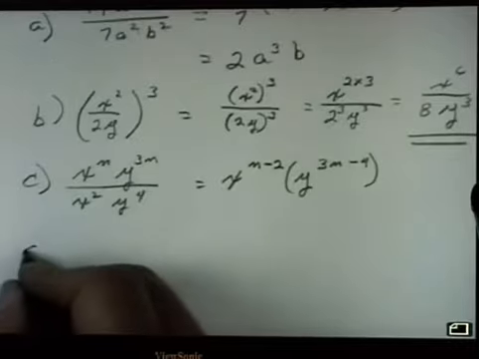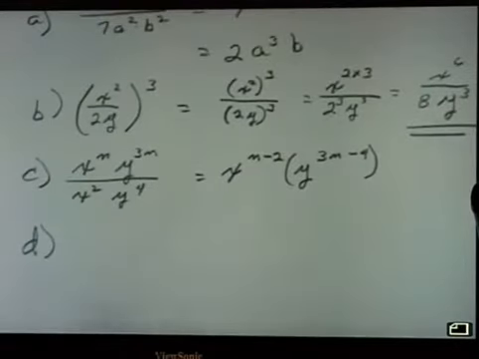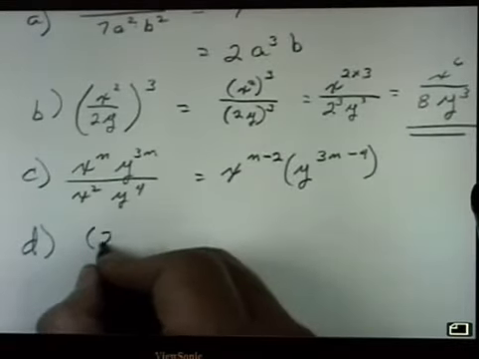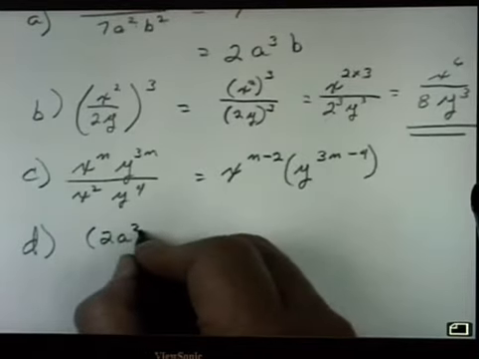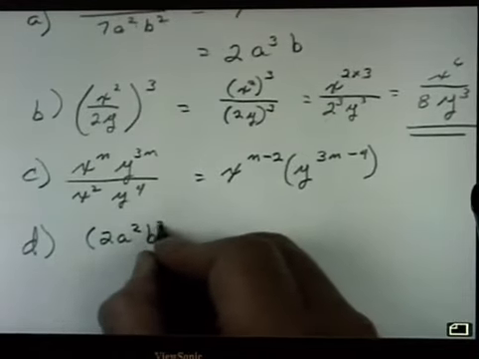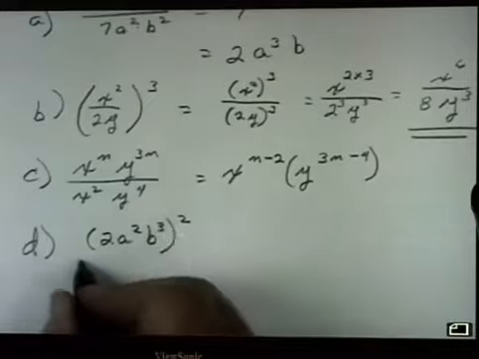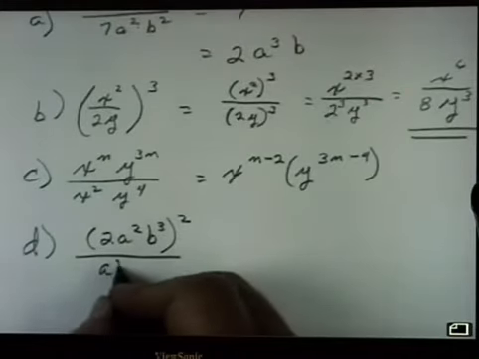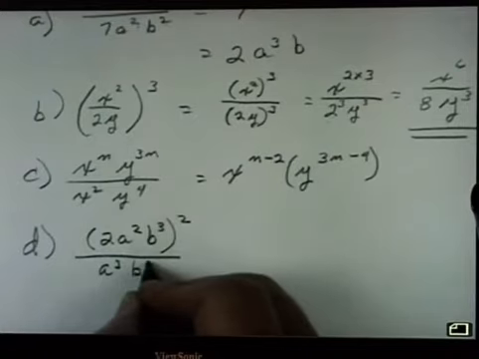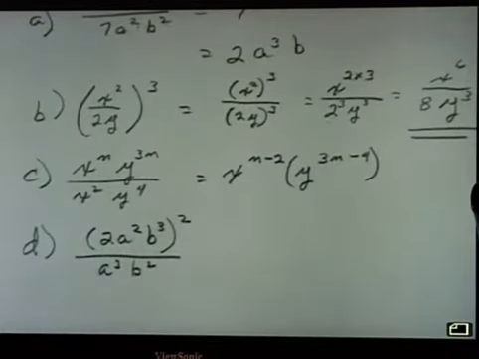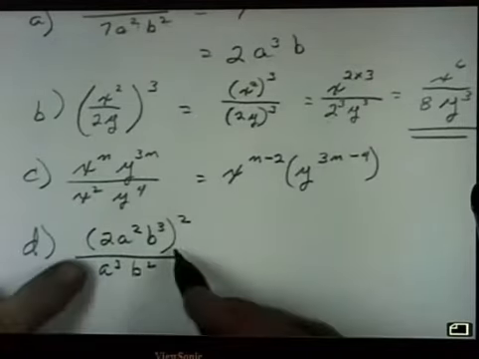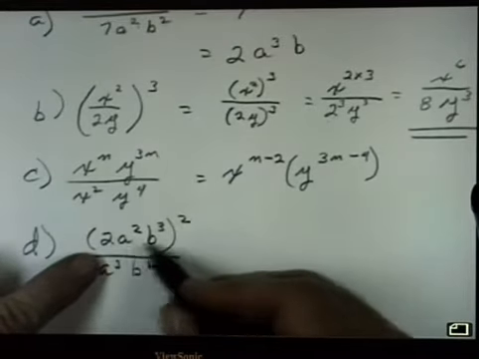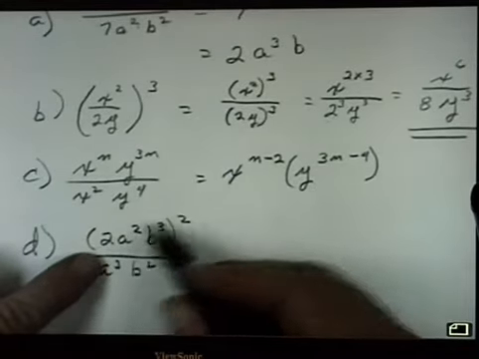And finally, number d here is 2a squared b cubed all squared over a cubed b squared. Well, let's work on the top first. We're going to square everything in the parentheses. So we're going to square 2.